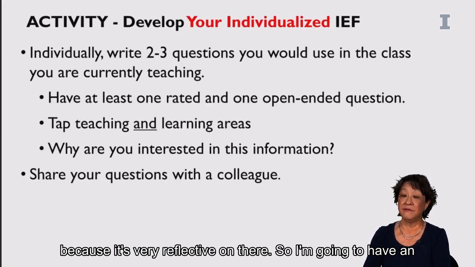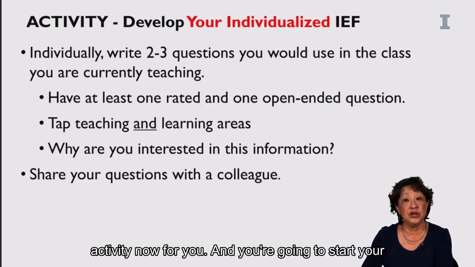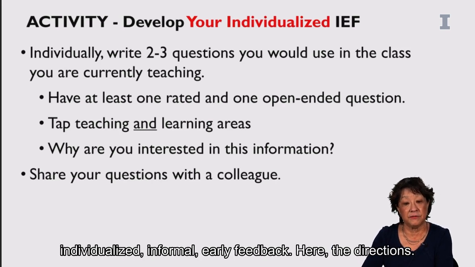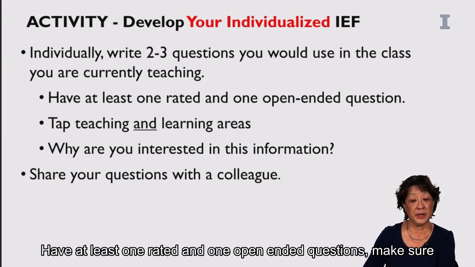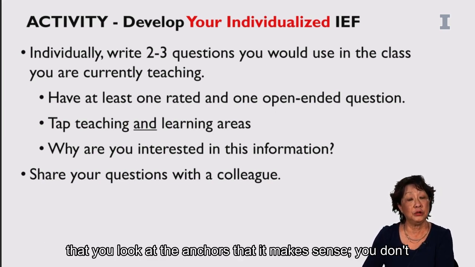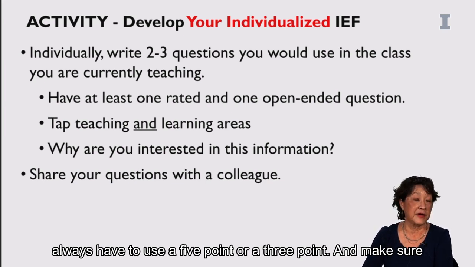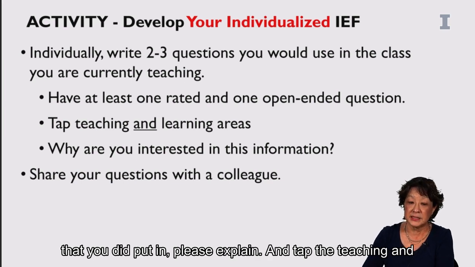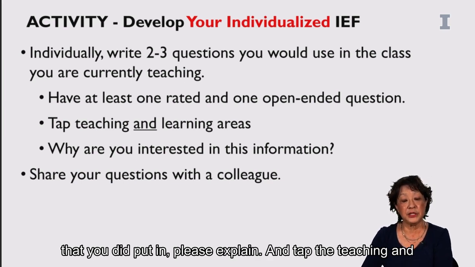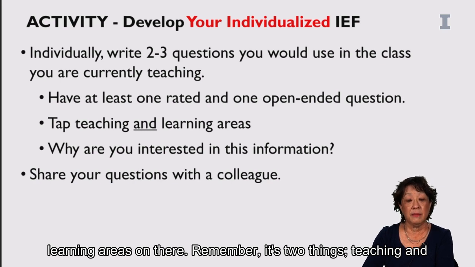So I'm going to have an activity now for you, and you're going to start your individualized informal early feedback. Here are the directions. Have at least one rated and one open-ended question. Make sure that you look at the anchors, that it makes sense. You don't always have to use a 5-point or a 3-point. And make sure that if you want to know more about why they gave that number, you put in please explain. And tap the teaching and learning areas.